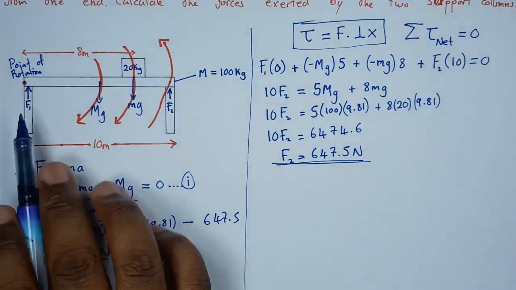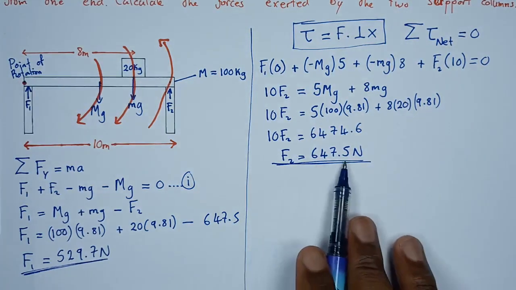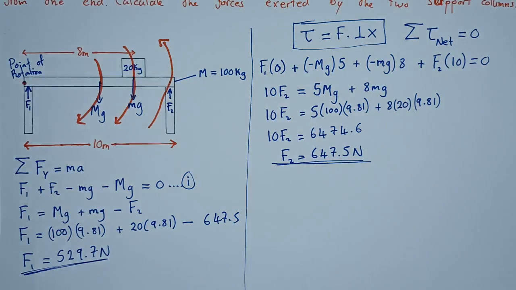So there we have it. We have the two forces that are supporting this beam. F1 is 529.7, while F2 is 647.5.